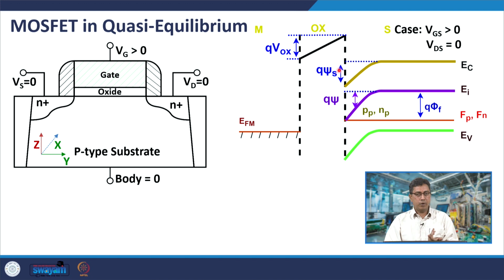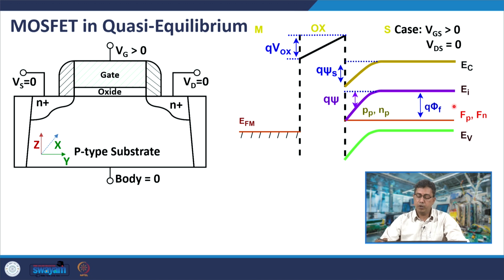Now, let us discuss the MOSFET operation when the gate voltage is now increased from 0. Once the gate voltage is increased from 0, the device is no longer in equilibrium, because there is an exchange of charges and energy. So, what would happen now? Because we are keeping VDS at 0, there is no current.